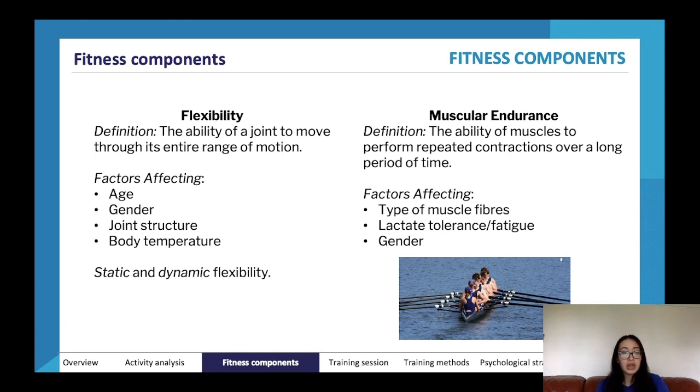Joint structure. It really depends on which joint. You'll know that your shoulder joint is a lot more flexible than your knee joint. It really depends on ball and socket joint or a hinge joint. These different types of joints have different levels of flexibility, and it's just an anatomical thing.